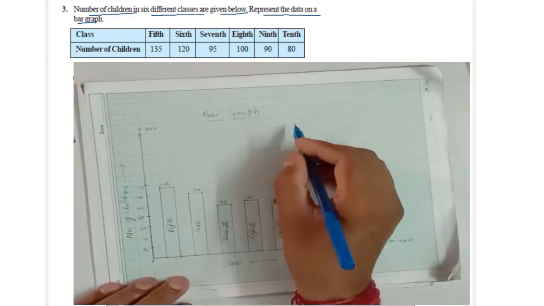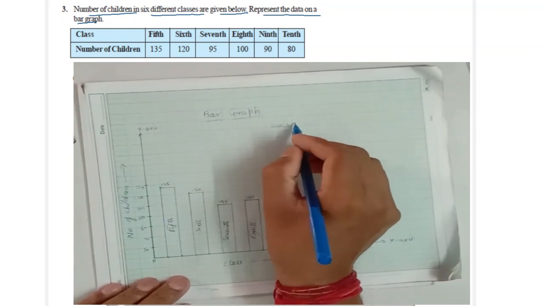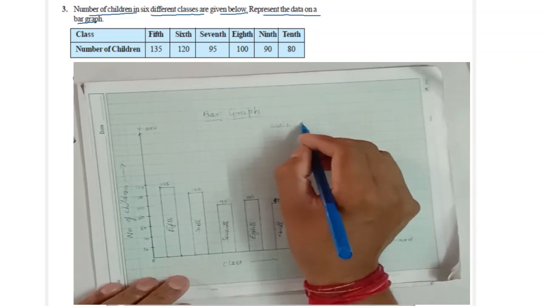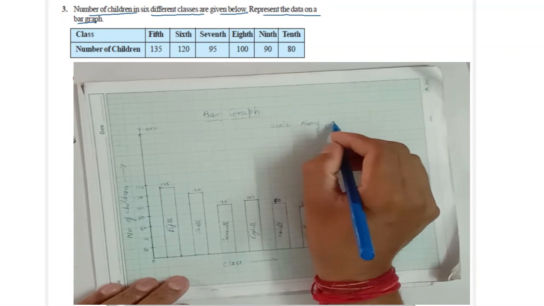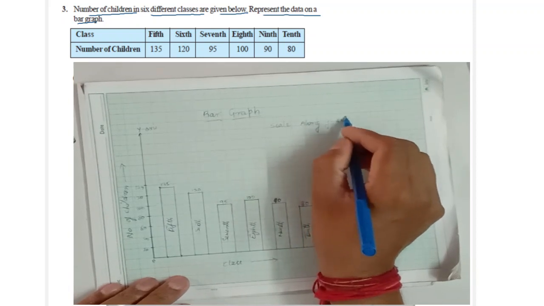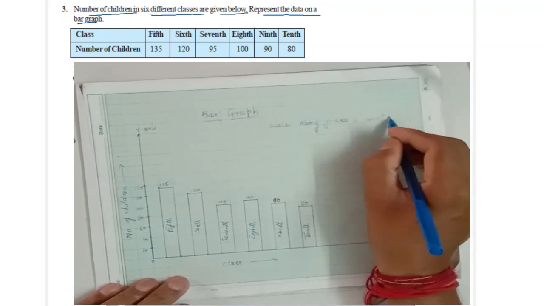This is your bar graph, and you have to write the scale. The scale we have taken along the y-axis is 1 unit equal to 20 children.